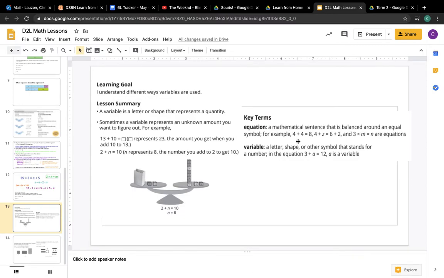For example, 4 plus 4 equals 8, or 4 plus z is equal to, or the same as 6 plus 12. We might even have more than one variable, like 3 times n equals a new variable m. That's an equation too, because it's implied that n would be the same value of 3 times m here. So really it's just a summary today to see that that variable is an unknown quantity and the equation is that whole math sentence here.